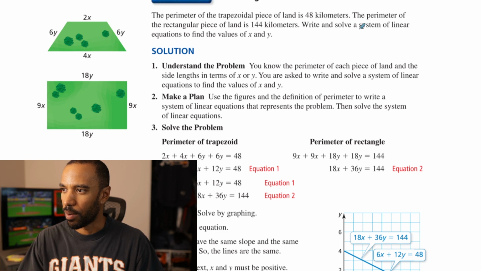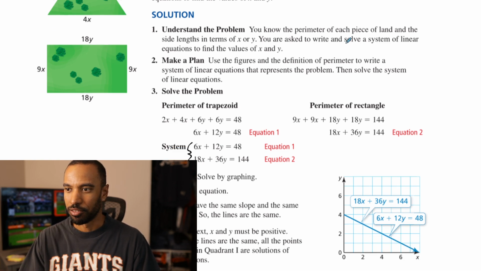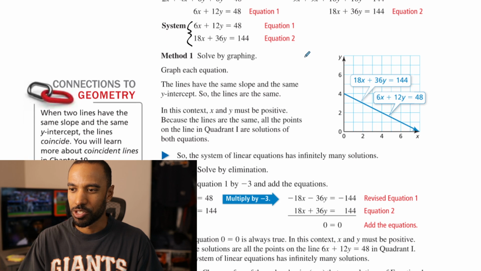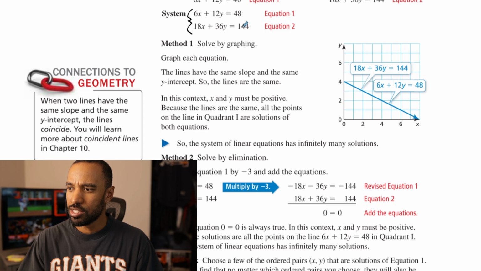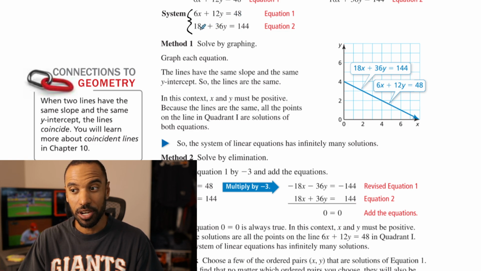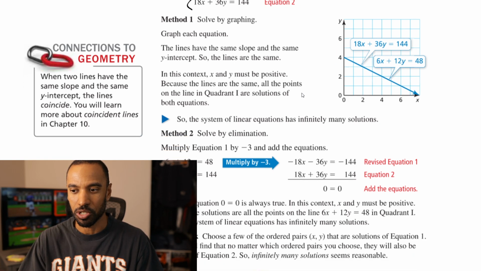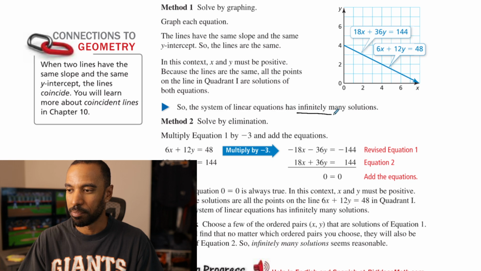It says, wait, what does it say? Write and solve a system of linear equations. So interesting, because what I'm noticing here is they're using method 1, solve by graphing. If you do some rewrites of these equations, these might be able to have intercepts that are integer values. The x-intercept here is 8, the y-intercept here is 4, and I suppose here the x-intercept is 8 and the y-intercept is 4, because these apparently are the same line. When you draw them, they are the same line. That means it has infinitely many solutions, which is what they say right here.